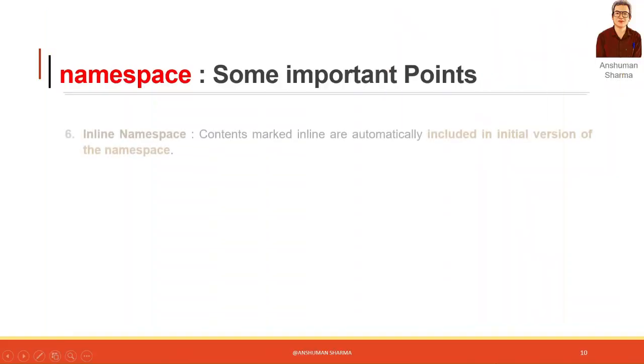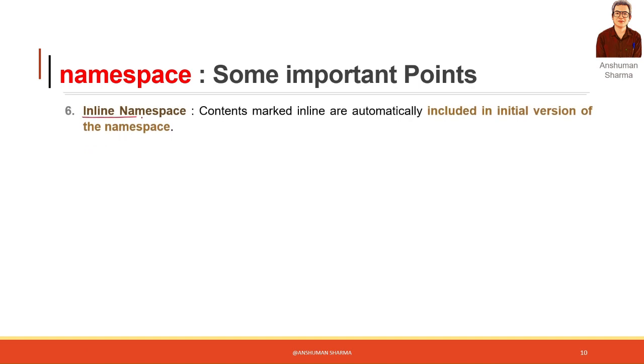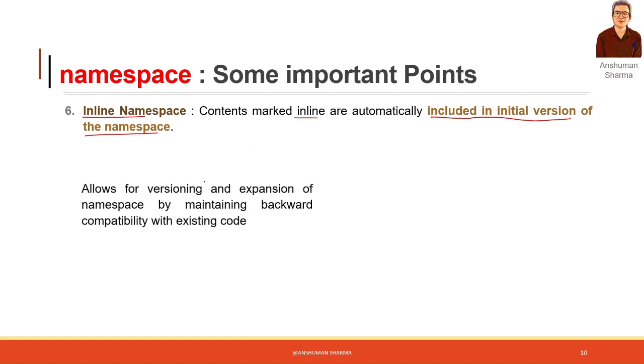Now let's discuss another important concept, the inline namespace, that is basically used to add versioning capabilities, specifically while working with nested namespaces. Contents that are marked inline are automatically included in the initial version of the namespace. That is, if you want to control versions, then you add the inline keyword to the namespace, so you can control which version you want to work with. This is basically an expansion of the namespace that maintains backward compatibility.